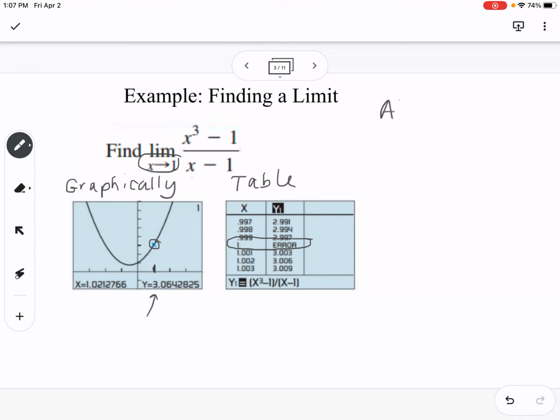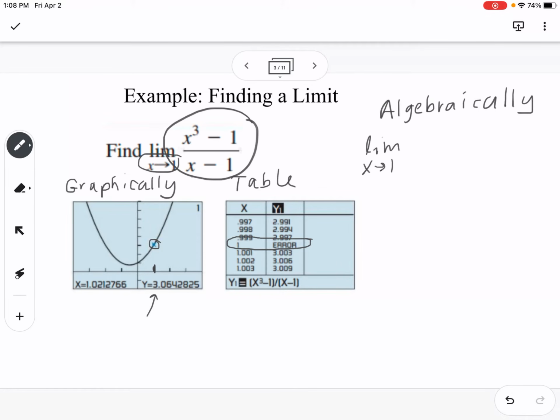We can also solve this algebraically. If we can't directly substitute, and we'll look at some examples in a minute where we can directly substitute what we're approaching, then we have other ways that we can evaluate it. If we can factor in a way that we can cancel, that will allow us to evaluate the limit. So the limit as x approaches 1 of x cubed minus 1 over x minus 1.